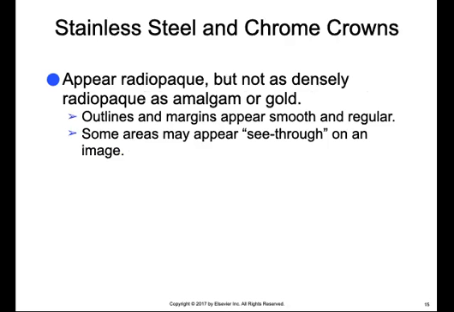Stainless steel and chrome crowns are prefabricated and usually only used as temporary restorations. These crowns are thin and do not absorb dental x-rays to the extent that amalgam, gold, and other cast metals do. As a result, stainless steel crowns and chrome crowns appear radiopaque, although not as densely radiopaque as amalgam or gold. And because stainless steel and chrome crowns are thin, some areas may appear see-through on the dental image.